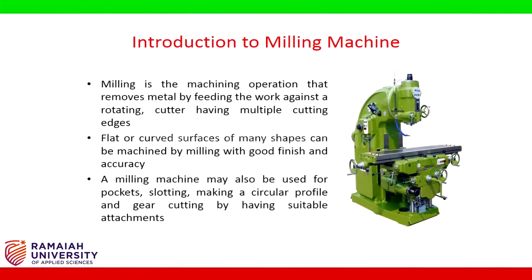Introduction to milling machine. Milling is the machining operation that removes metal by feeding the work against a rotating cutter having multiple cutting edges. Flat or curved surfaces of many shapes can be machined by milling with good finish and accuracy. A milling machine may also be used for pockets, slotting, making a circular profile and gear cutting by having suitable attachments.